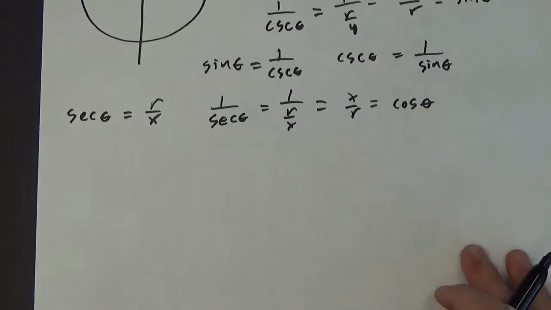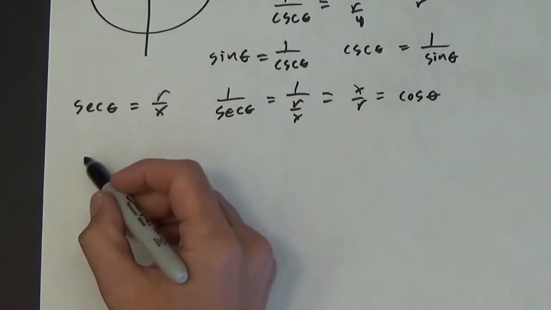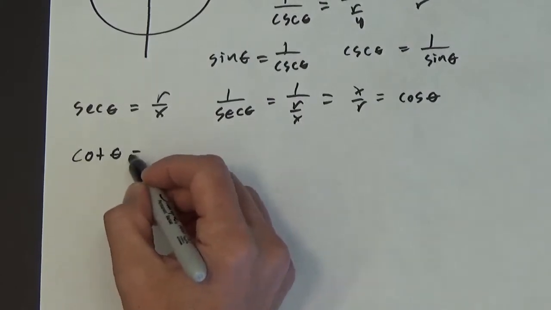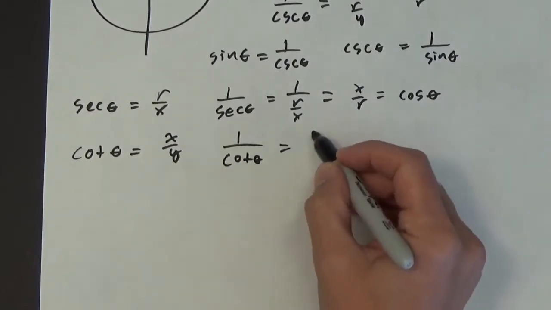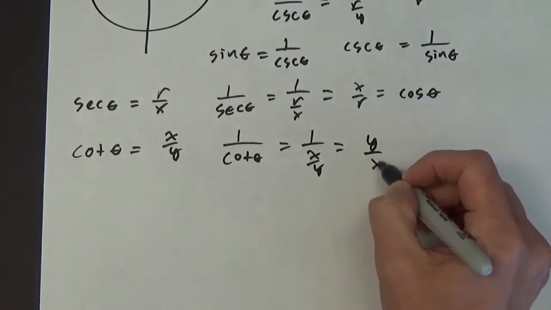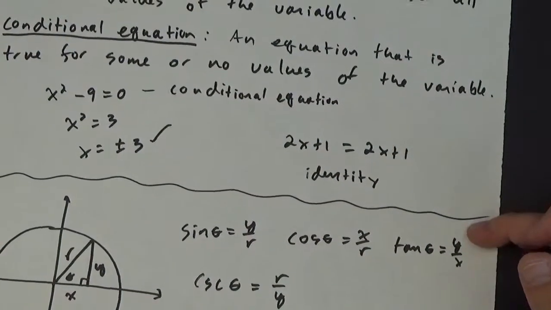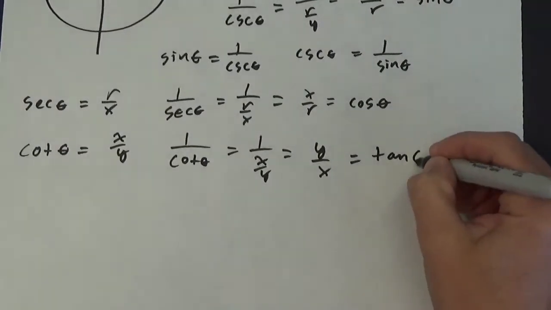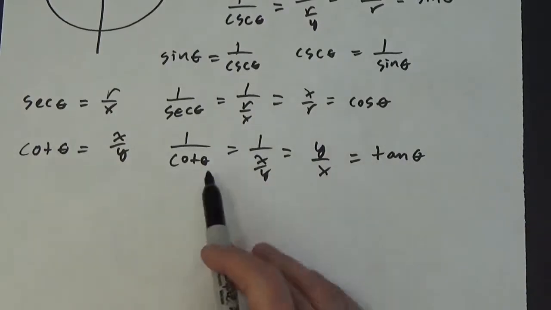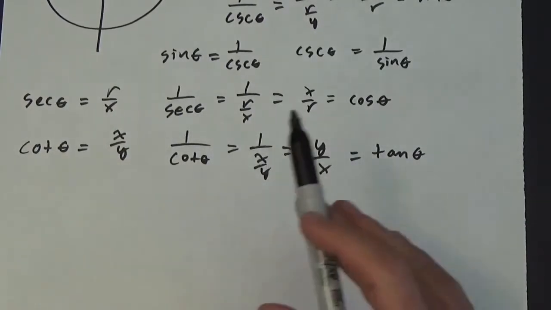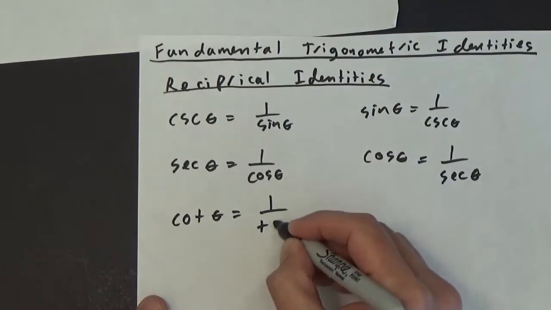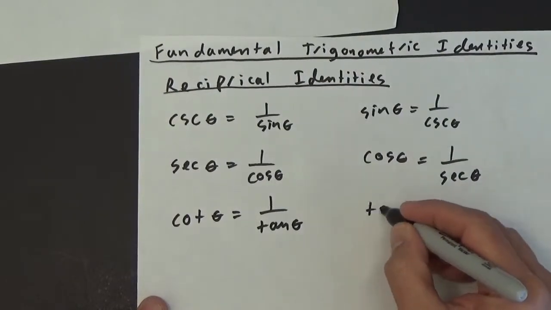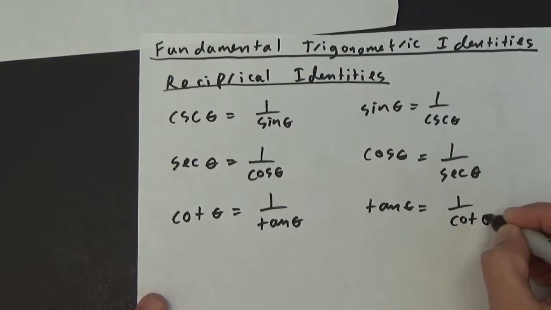All right, let's do one more. And in this case, we're going to take the cotangent of theta, which is x over y. And if we were to go 1 over the cotangent of theta, that's 1 over x over y, which is y over x. And if we go back up here, y over x is the tangent of theta. And so now we know that there's a reciprocal relationship between cotangent and tangent. So let's write that one out. The cotangent of theta is 1 over the tangent of theta. And the tangent of theta is 1 over the cotangent of theta.